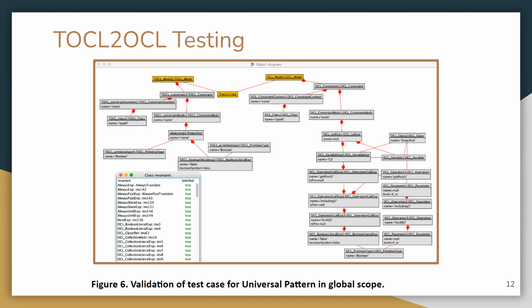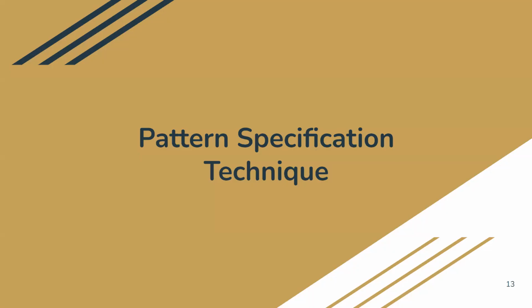So you can see the testing of one, a TOCL representation on the left and OCL on the right. And you can see that it's satisfying its contract. Now I'll talk about the pattern specification technique.